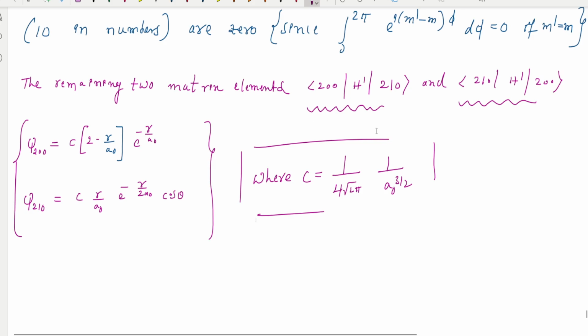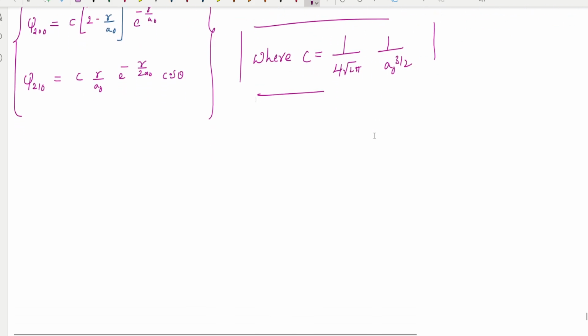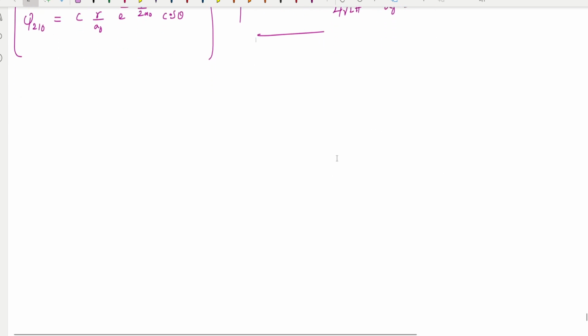If you observe carefully, I'm going to calculate only one matrix element. For the remaining matrix element, I'm going to use the direct solution. So this is the final step. After that, we are going to conclude this topic quickly. This is our first task: the matrix element of H prime between 200 and 210, the perturbation.